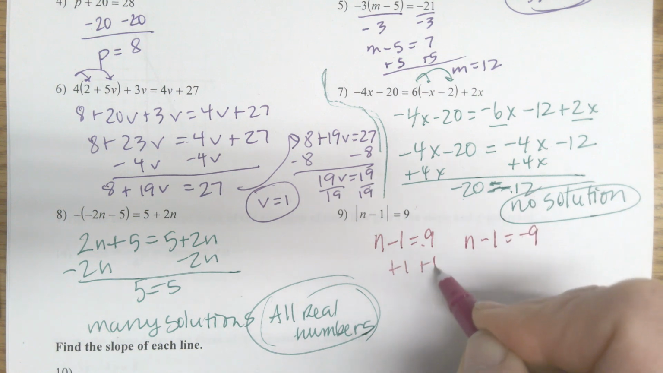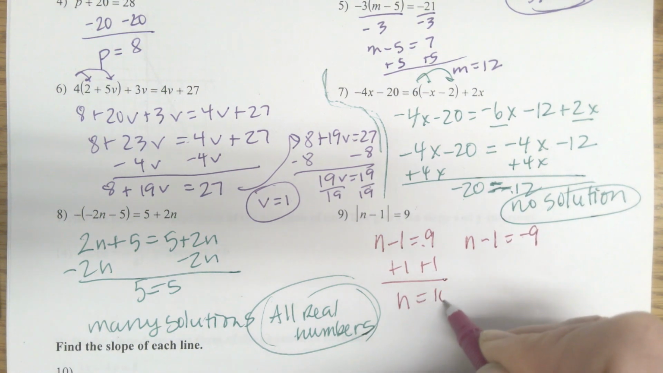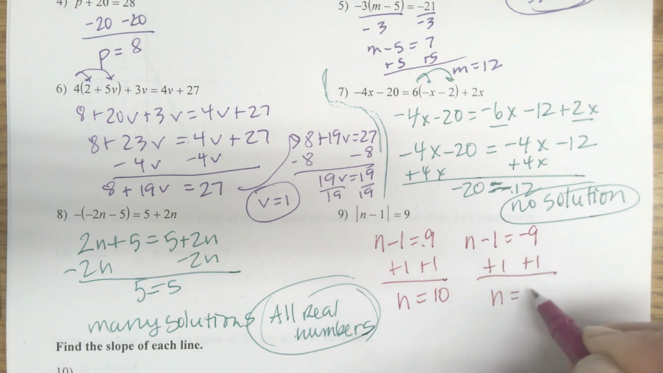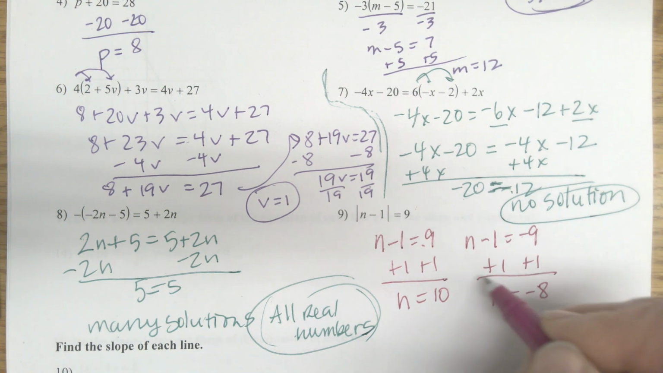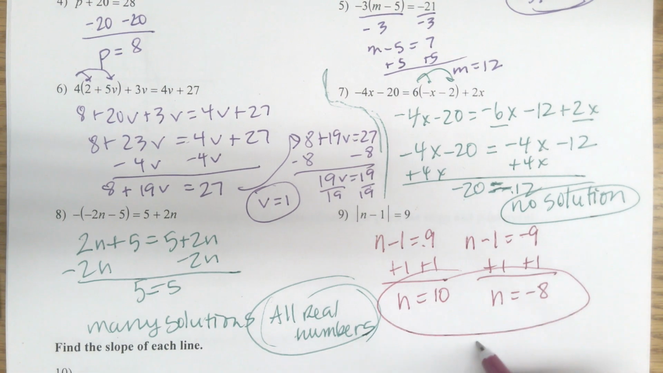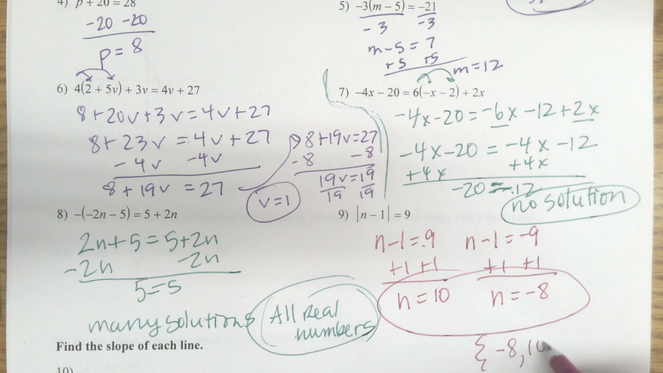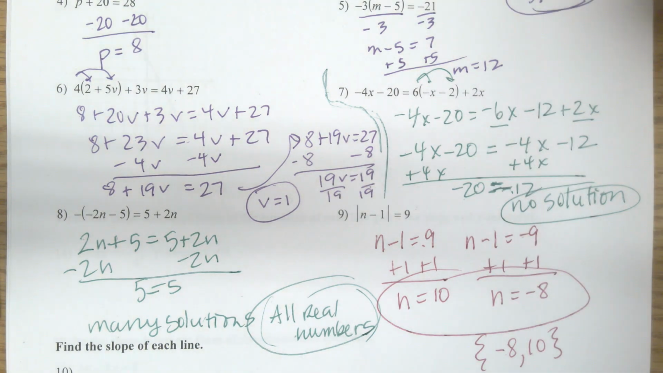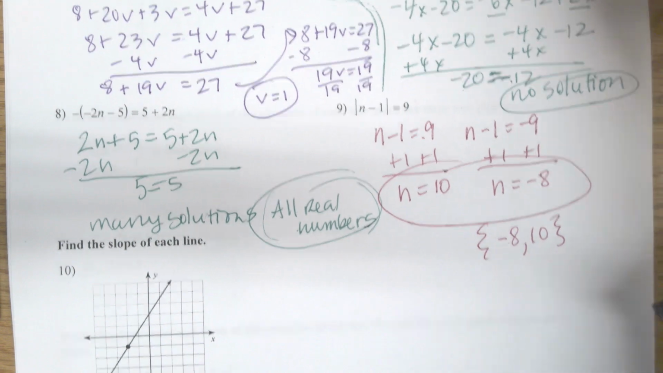I'd add 1, I end up with n equals 10, or I'd add 1, and n equals negative 8. So my two solutions are 10 and negative 8. A lot of times they'll write it in order from lowest to highest. They put this in what we call set notation. So these are the two possible answers for that particular problem.